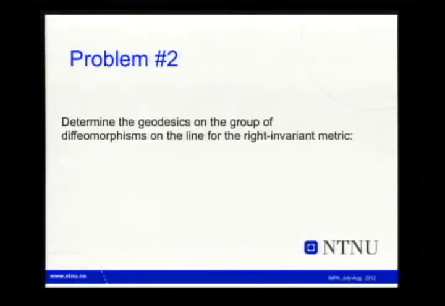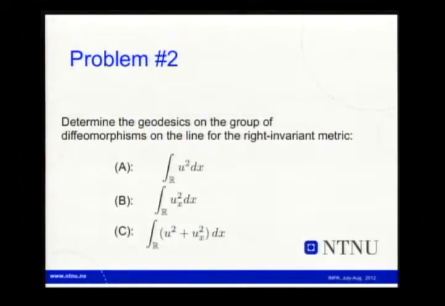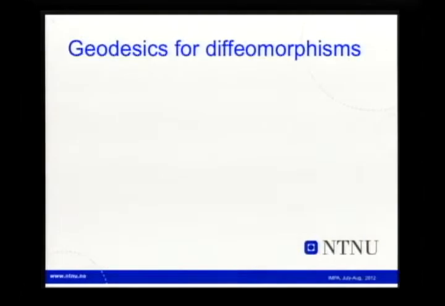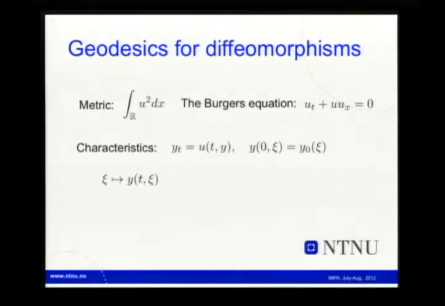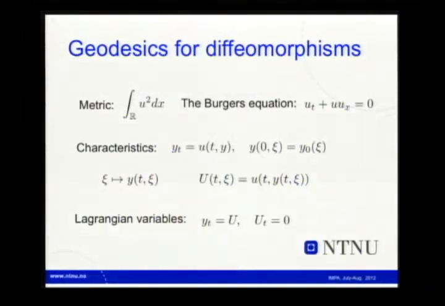So let's return to problem number 2. We are on the diffeomorphisms on the line, and we want to look at metrics and determine the geodesics. The first one is the L2, and most people will probably know the answer to this, which is Burgers' equation. We would then compute the characteristics in the usual way. We now have a solution in y, which is parameterized for each t, and it depends on psi. We have what I will call the Lagrangian velocity. And we can rewrite the system in terms of these variables. And you see, out of this nonlinear PDE, we get a very nice linear system that you can easily solve.